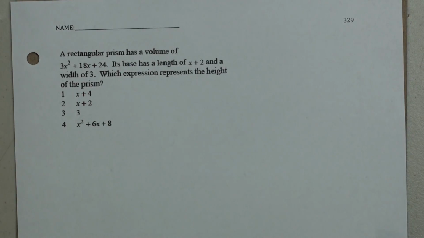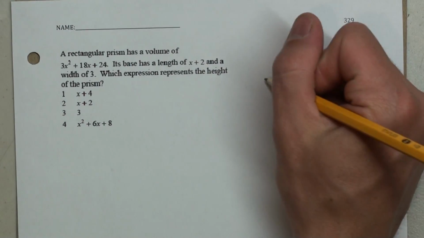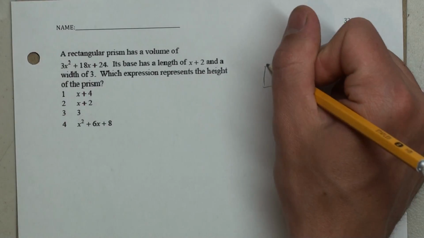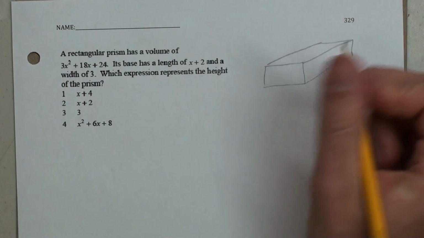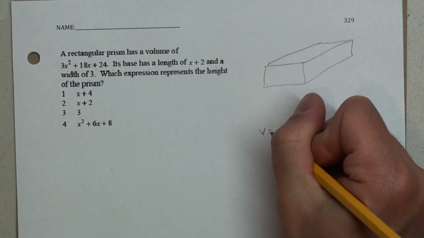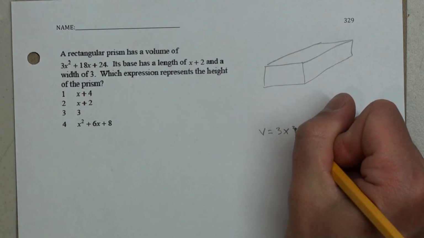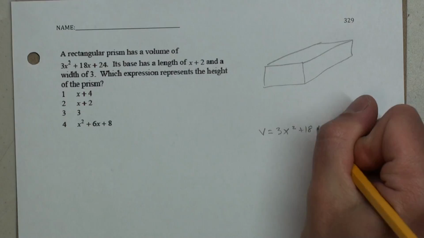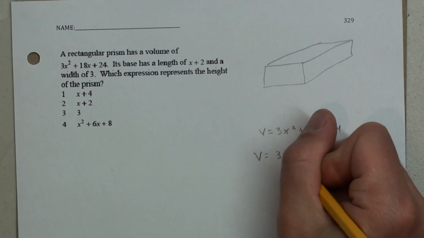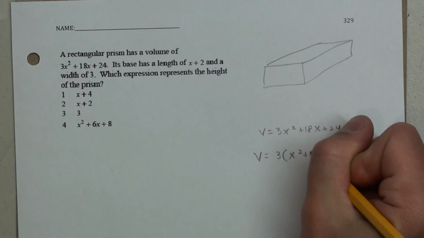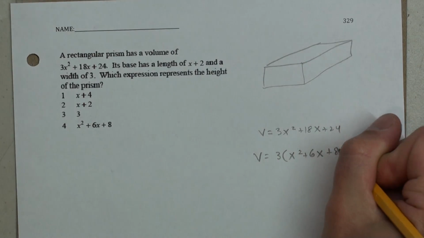Rectangular prism. The volume is 3x^2 + 18x + 24. So I can factor that, which is probably what I'm going to need to do anyway.